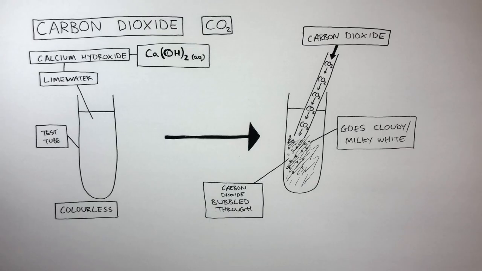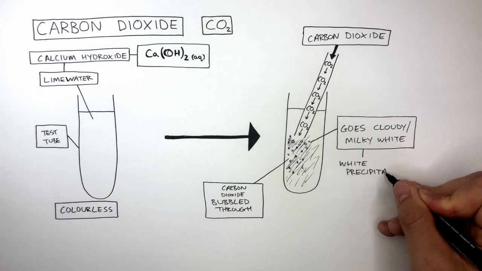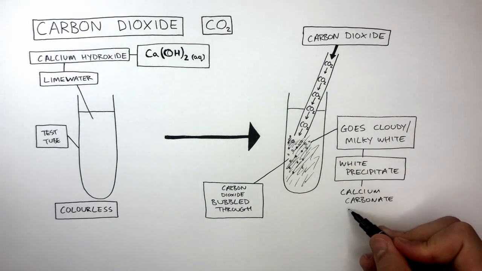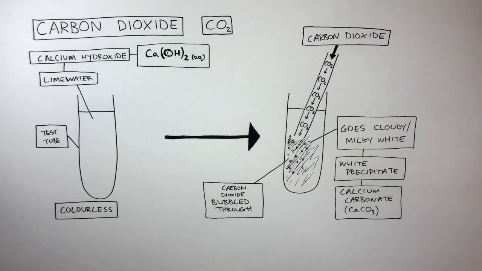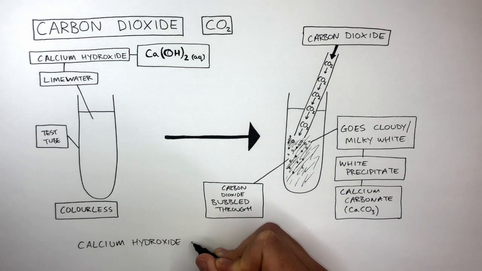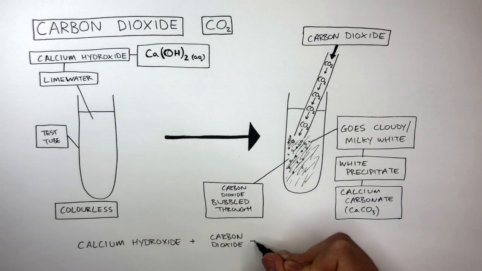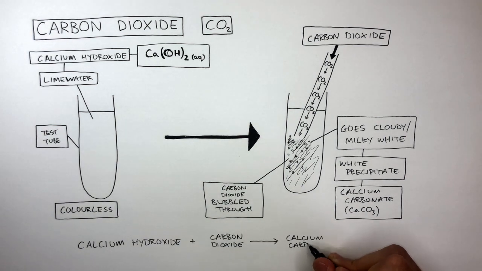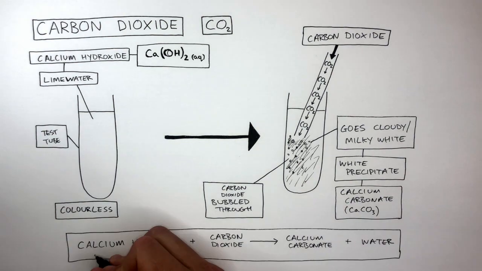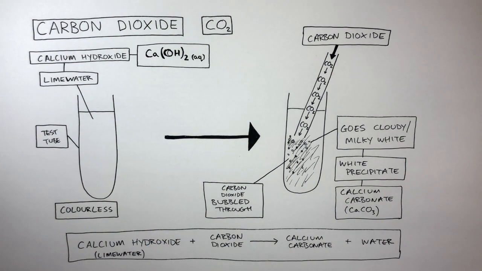The colourless limewater goes cloudy or milky white because a white precipitate of calcium carbonate forms. This has a molecular formula of CaCO3. This can be summarized in the word equation: calcium hydroxide plus carbon dioxide reacts to form calcium carbonate and water. Limewater is calcium hydroxide and the white precipitate is calcium carbonate.